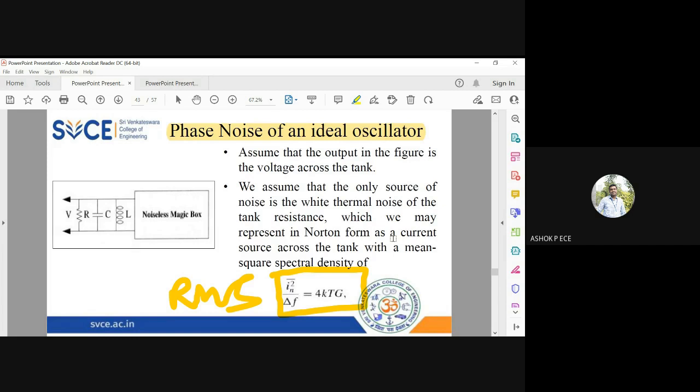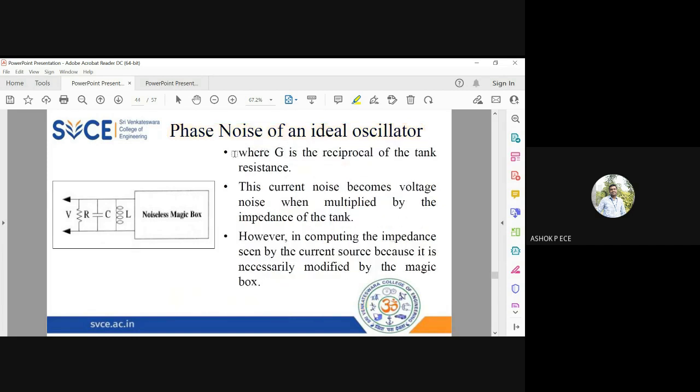Okay, I'm going to measure the RMS value of noise current. And G is the tank conductance. G is equal to 1 by R.